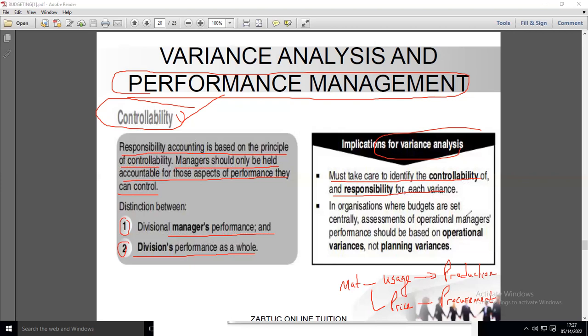In organizations, budgets are set centrally. Assessment of operational managers' performance should be based on operational variances and not planning variances. Another terminology is being introduced here. What is that? The concept of planning and operational variance is being introduced. And we'll be talking about that particular concept now.